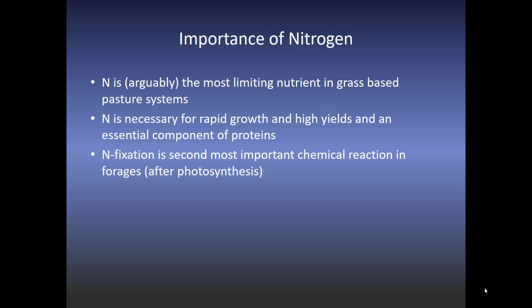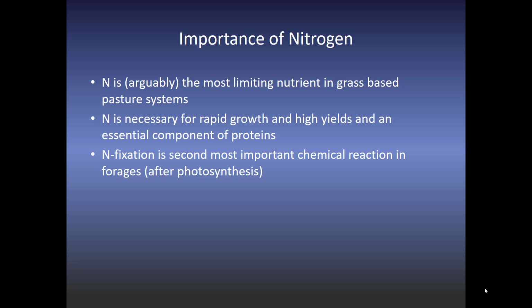We've probably said this before in class, but nitrogen is a very important element, probably the most important element in grass systems, and it's the most limiting nutrient in those grass-based pasture and hay systems. Nitrogen is, of course, necessary for rapid growth and high yields, and it is an essential component of proteins, which forms then a good, valuable part of our animal nutrition for livestock.